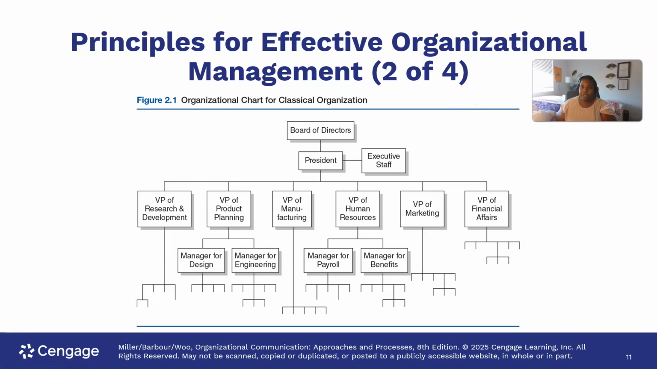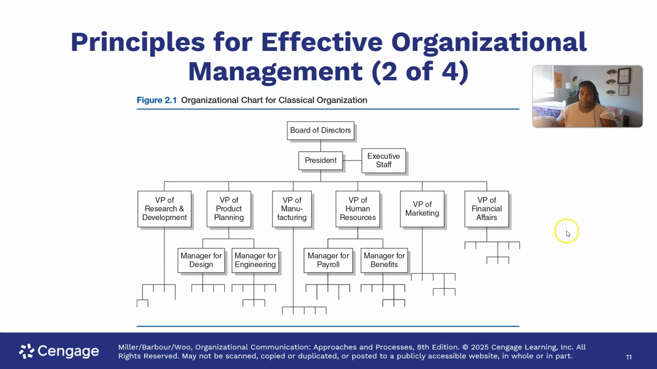Okay, so we just looked at that org chart again. We have top people in the organizational chart: board of directors, president, executive staff, so vice president of each department, and then the managers of each department, and the workers that are under them. So this looks familiar.